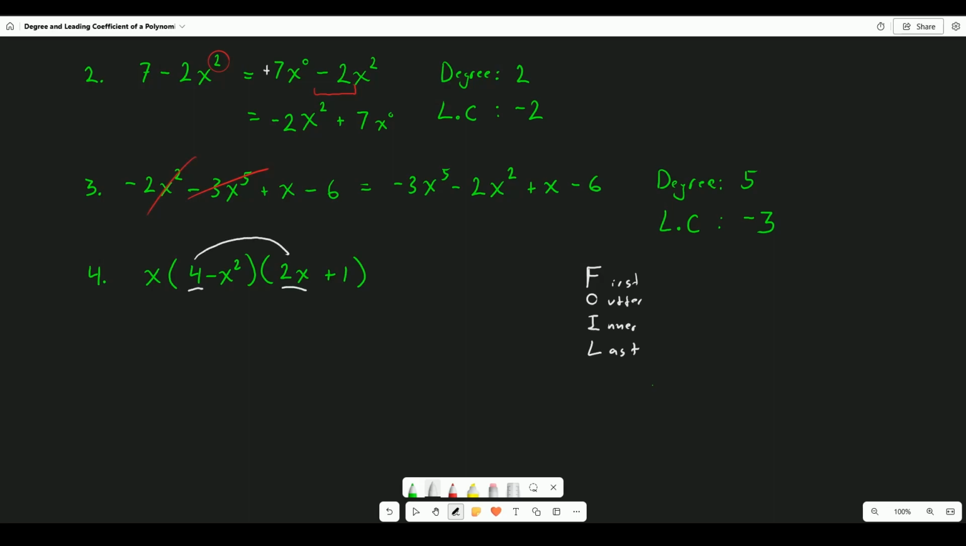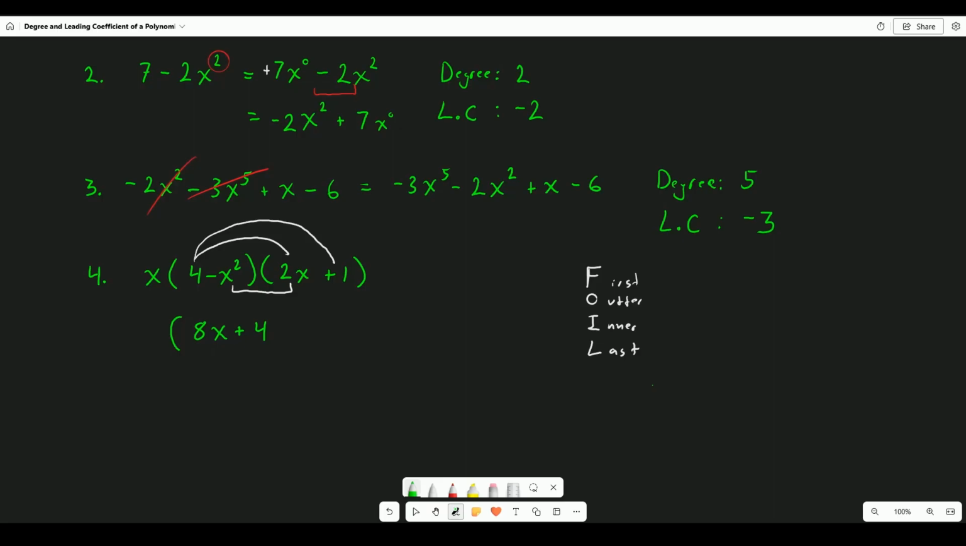So first, what's 4 times 2x? That is 8x. So that's done with first. Now we do the outer terms, so it's the 4 and the plus 1. What's 4 times 1? 4. So far we have 8x plus 4. Now we do inner, right here. These are the inner ones.